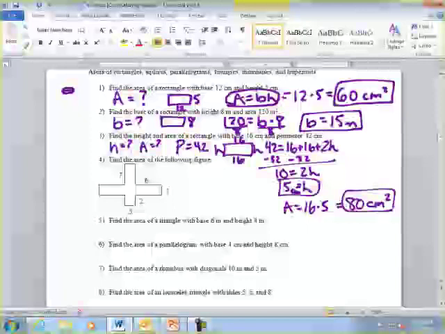Number 4 is kind of a strange shape. We don't know what this shape is. It doesn't have any sort of special name, and we don't have a formula for it. So what could we do to calculate the area of that thing? Divide it into shapes that we can work with.